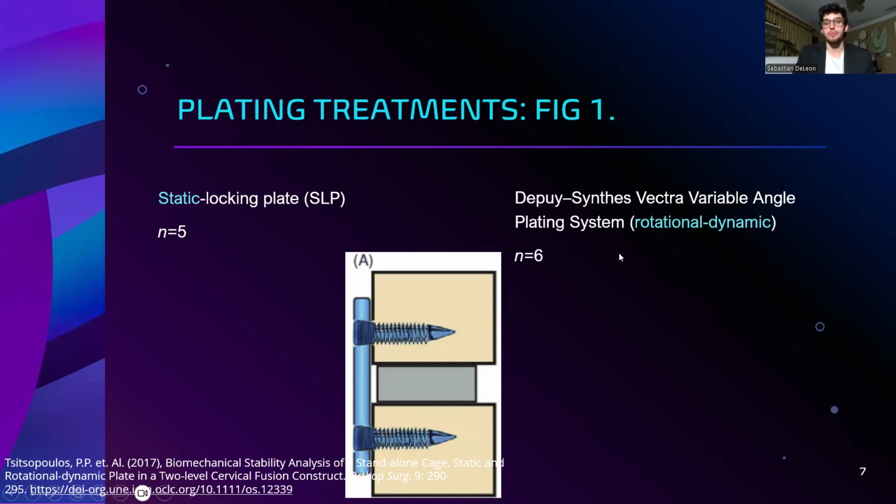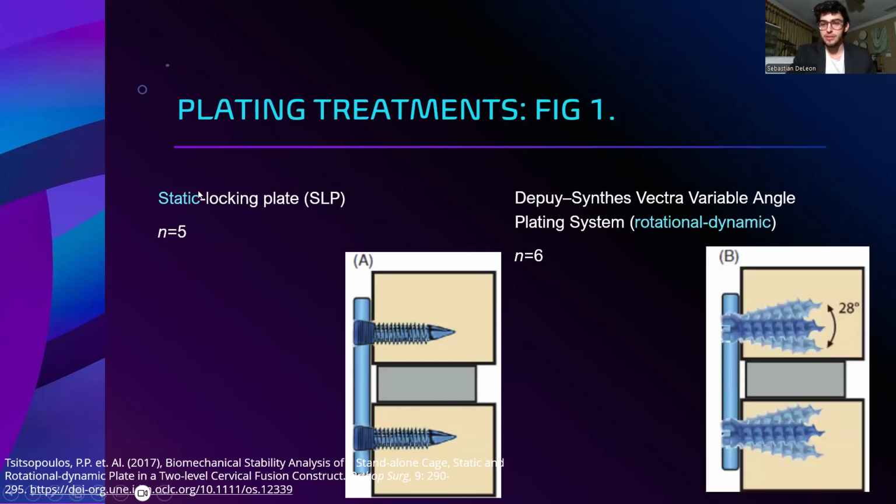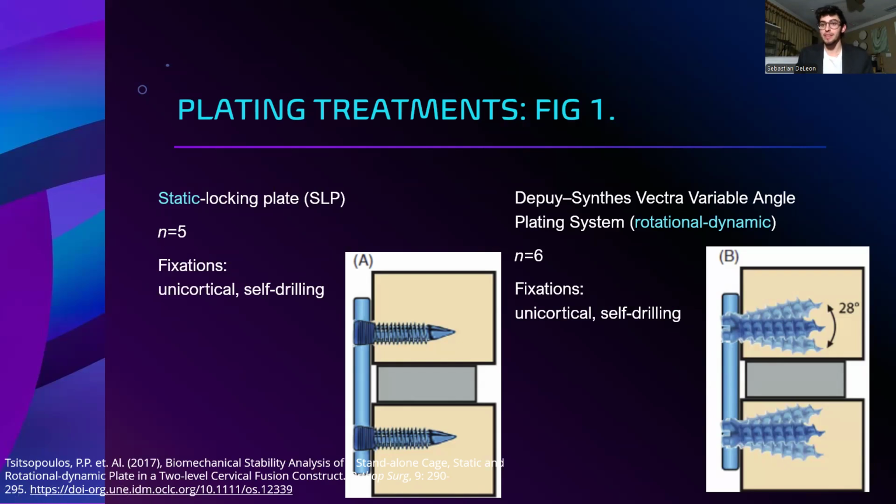The second treatment is the Dupuy-Synthes Vectra Variable Angle Plating System. Now, this is a rotational and dynamic option. We have a static and a rotational variety. As you can see here, there's a ball and socket relationship between this screw and its corresponding plate that allows for a little bit more flexibility. The benefit of this, from a clinical perspective, is that it allows the patient to assume their anatomical position without healing in some odd manner.